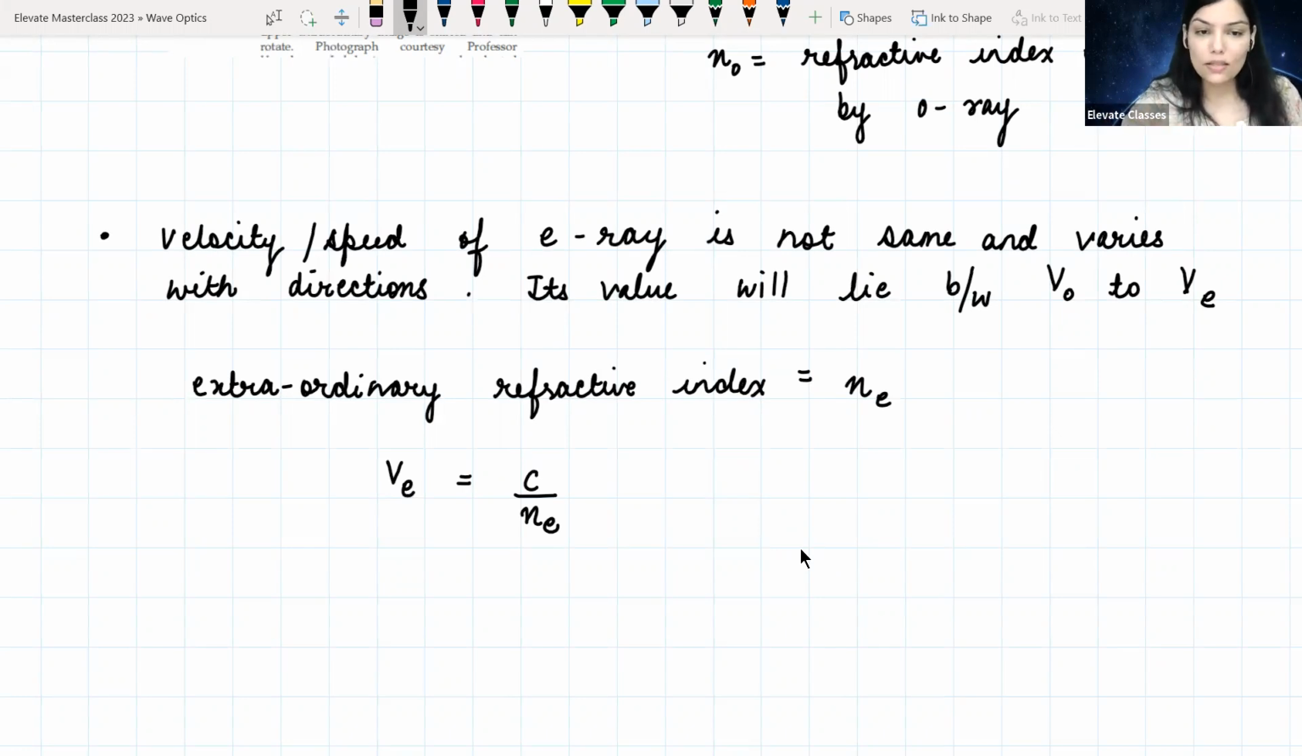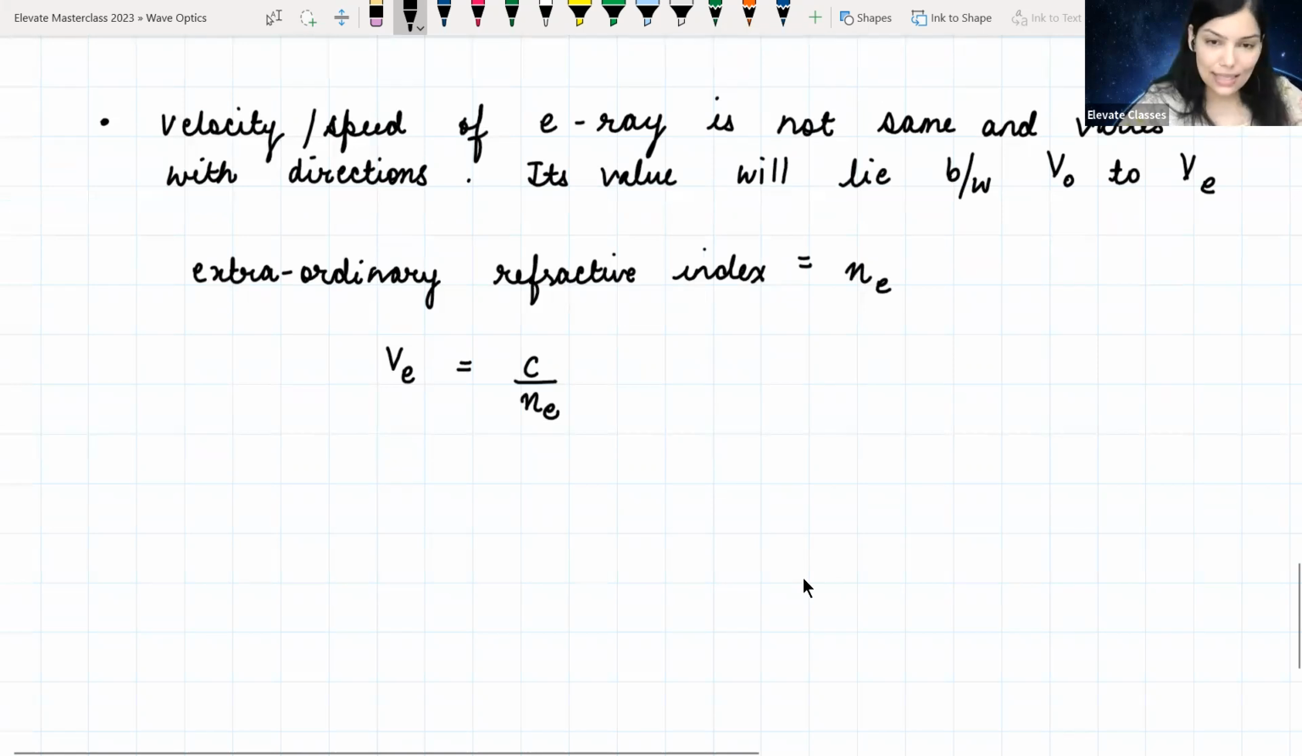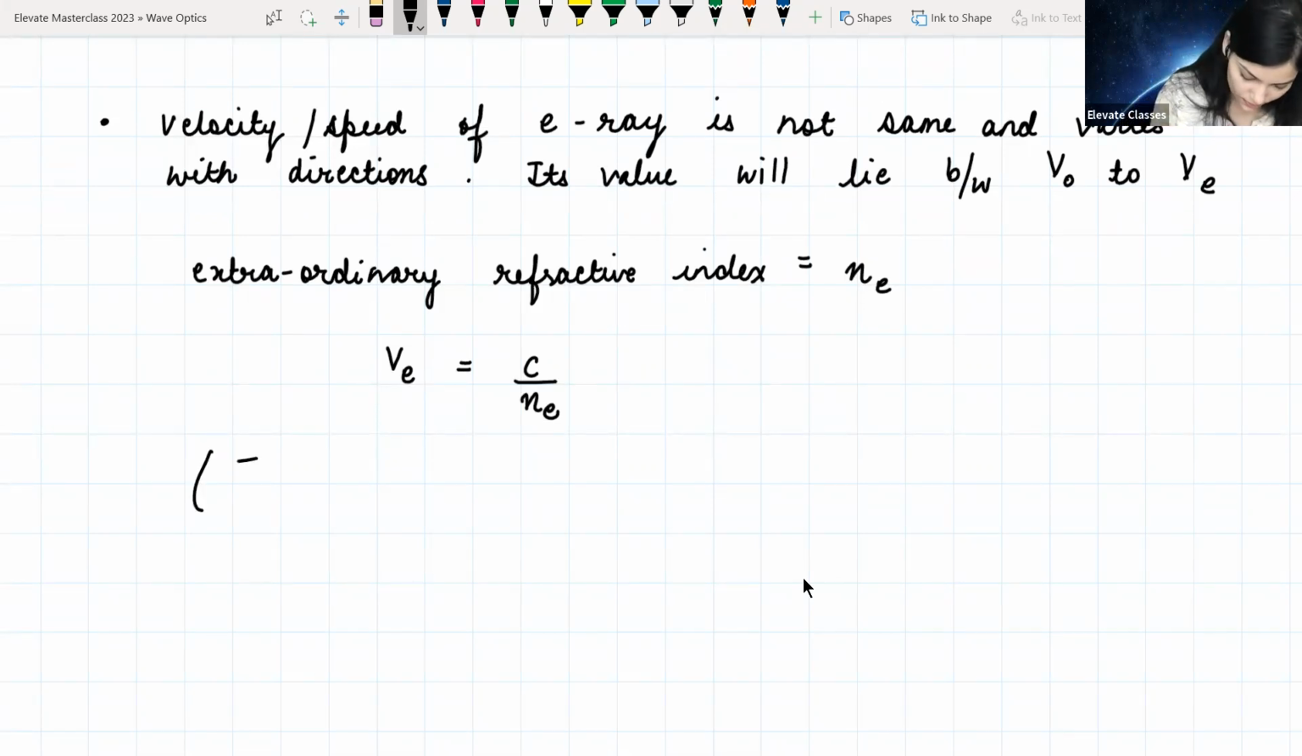It can take any value depending on what crystal you are taking. So in some crystals, the extraordinary ray might travel faster than the ordinary ray. In some crystals, it might travel slower. So there is no rule like that, but its speed would always be bounded by these two values, V0 and VE. Whether V0 is bigger or VE is the bigger value depends on the crystal we have. Okay, so in calcite, VE is actually greater than V0.